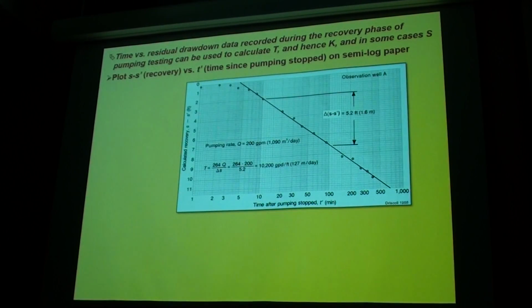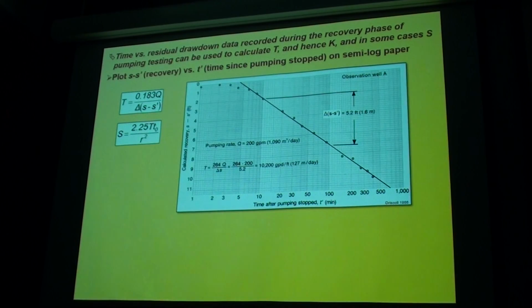You can use the residual drawdown data as well, so the recovery data, once you turn your pump off. It can give you T and K in some cases, sometimes it can give you less, sometimes not so good. You simply plot your recovery data, the difference between the original water level and the water level rising, against the time since pumping stopped. Again, notice log scale, linear scale, and fit a straight line through it. One log cycle gives you the slope of the line, in this case your delta s dash, which you need. There's a slightly different equation here again, and your intercept here gives you your t0.